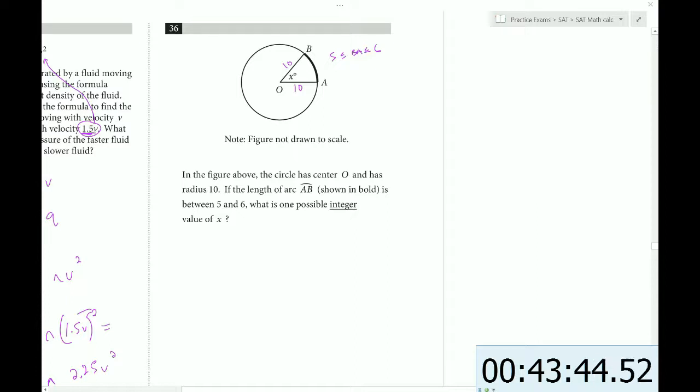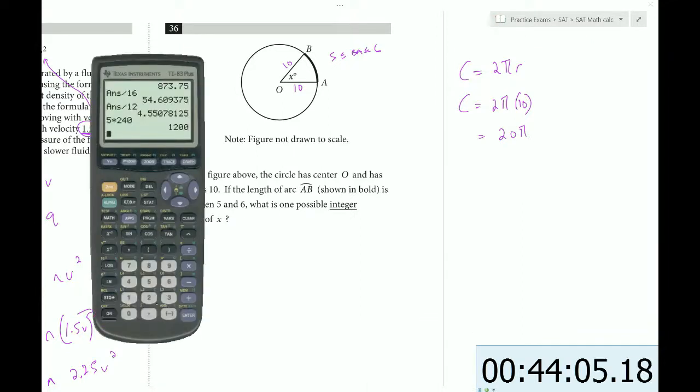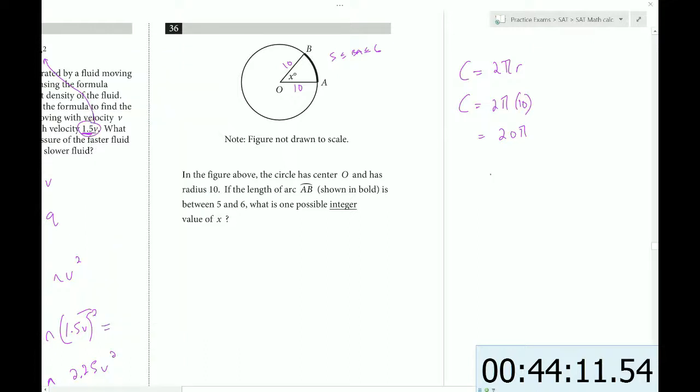One way to do this is to use the arc length formula. We can also use the idea of circumference. I like the idea of circumference here. Circumference is 2 pi radius, so in this case it is 2 pi times 10, which is 20 pi. If we multiply that out, 20 times pi equals 62.83.